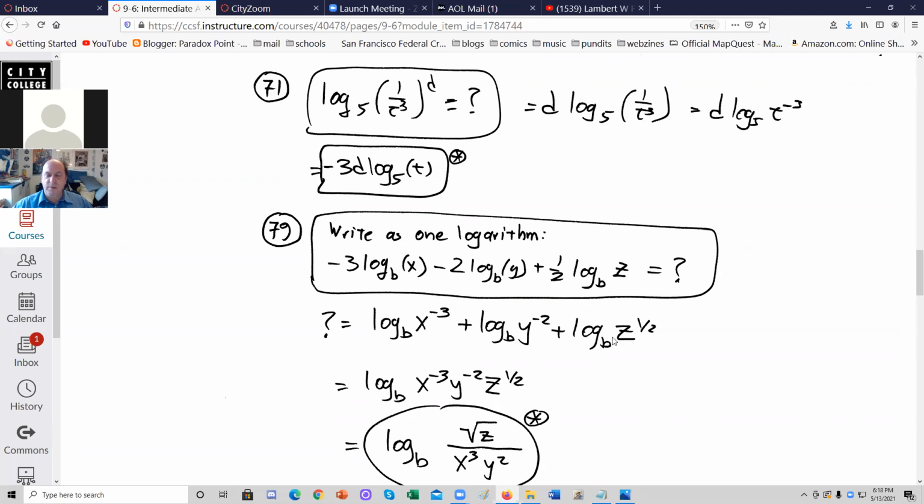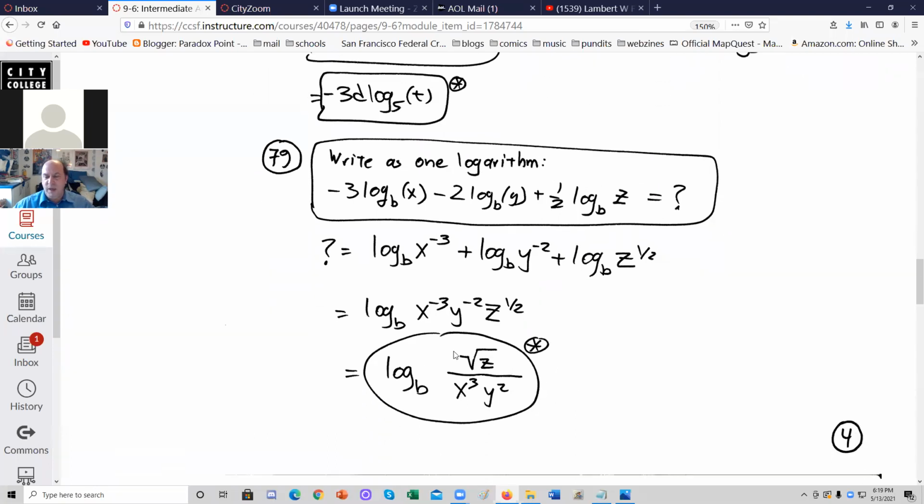Now here we have a sum of logarithms. That's a logarithm of a product. Log base b of x to the negative third, y to the negative 2, z to the 1/2. Then if you write z to the 1/2 as a square root of z, and a negative third power as x cubed in the denominator, and y to the minus 2 power is y squared in the denominator, you get log base b of square root of z over x cubed y squared. And there's the answer. This was one logarithm.